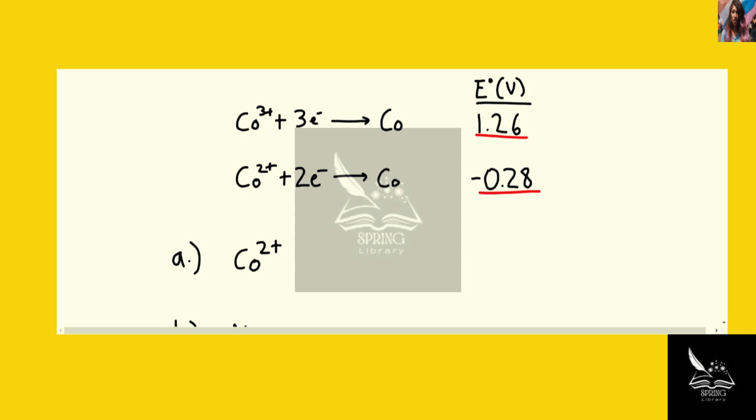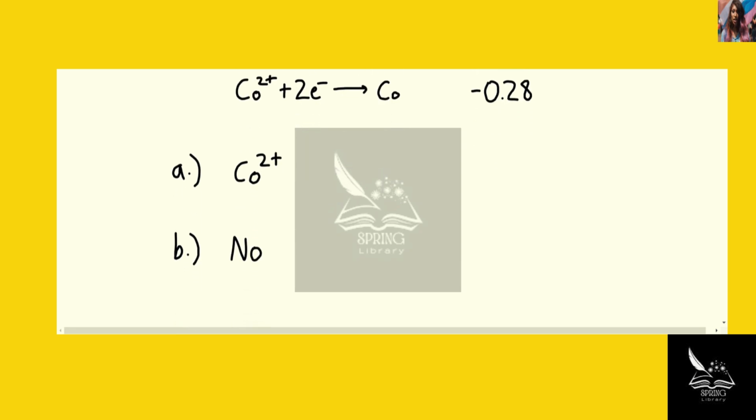All that matters is the standard reduction potentials. And because the top half reaction compared to the bottom half reaction has a greater potential to be reduced due to its greater standard reduction potential, that means that oxidation of cobalt to Co2+ will always be the main product, no matter what the concentration of nitric acid is that we dissolve that solid cobalt in. So that is why that is the answer to part B.